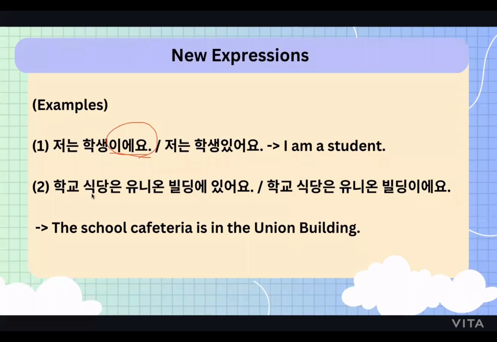And look at the second example. 학교 식당은 유니온 빌딩에 있어요. 학교 식당은 유니온 빌딩이에요. So look at the English sentence. 자, the school cafeteria is in the union building. Then, is in the union building. What does that mean? This means to be existence, right? So in that case, what should be the answer? There you go. So the first sentence, 학교 식당은 union building에 있어요. It means 있다, so to be existence. So not to be equation, right? So 빌딩이에요 means equation. So it should not be a proper sentence, right?